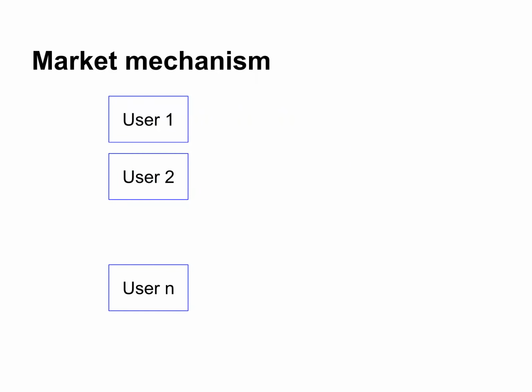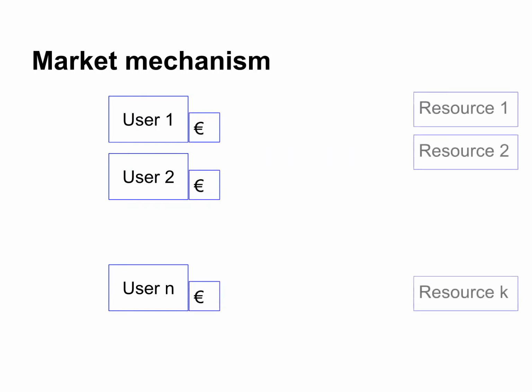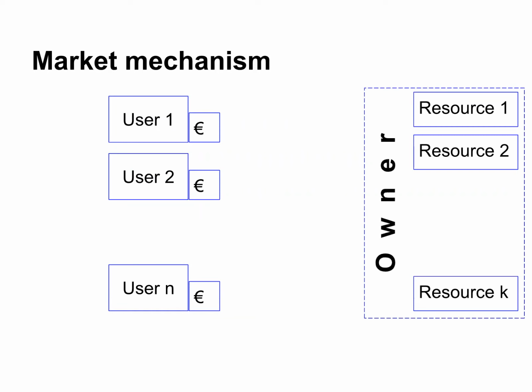So the generic question that we want to look at is the market. There are certain users that enter the market, and users have money. And there are also certain resources that the users are interested in. And today we will assume that there is a single owner who owns all the resources. There may be also other models, but this model is interesting and general enough.